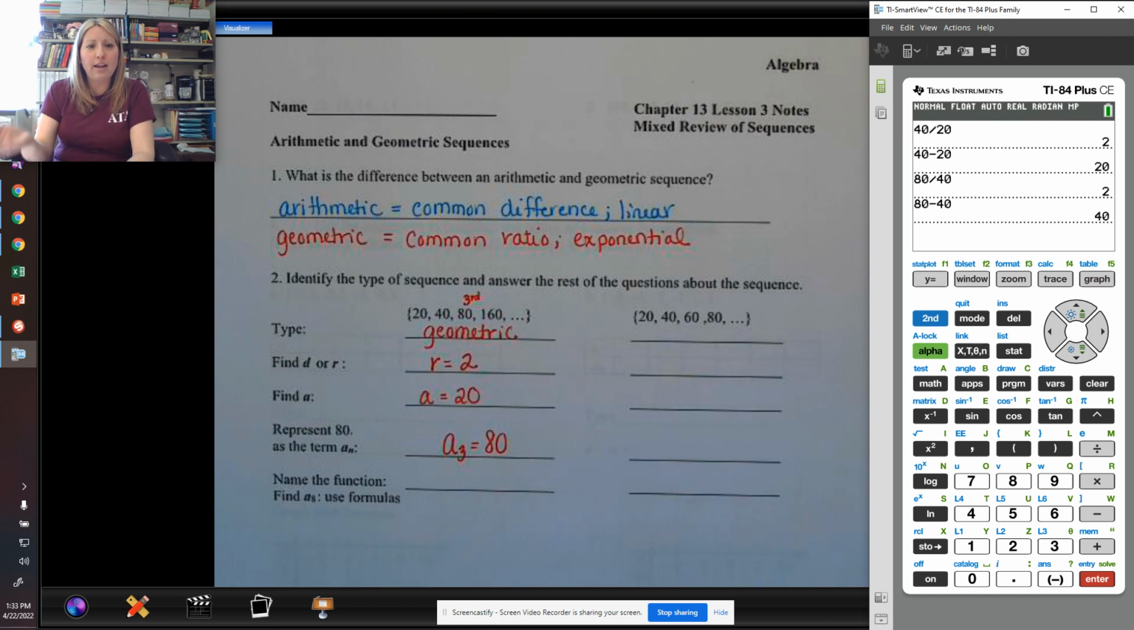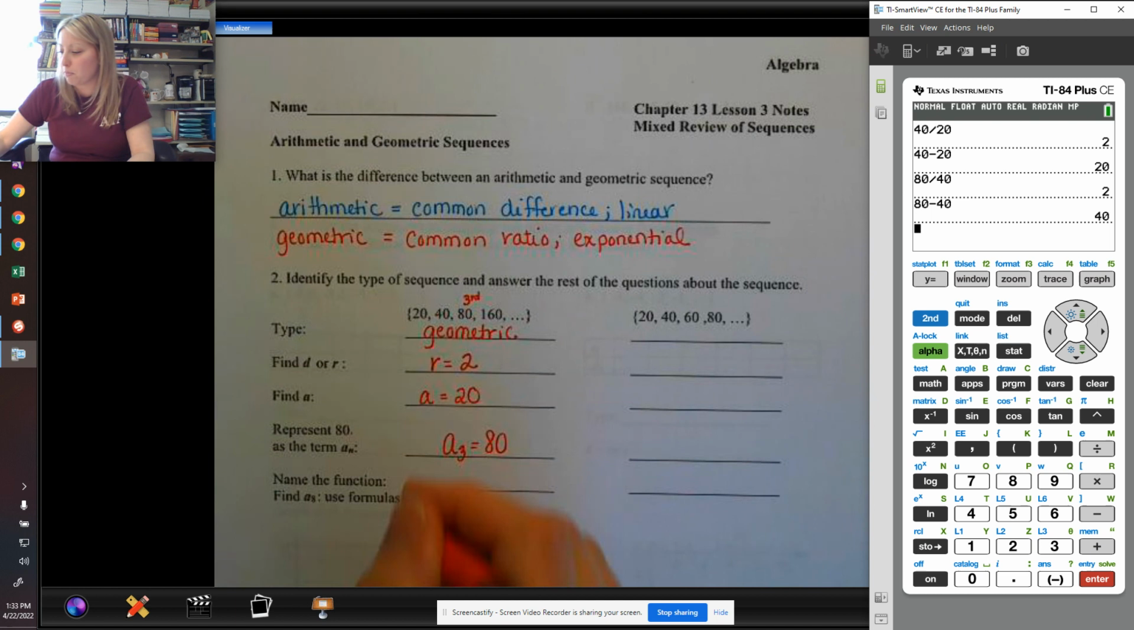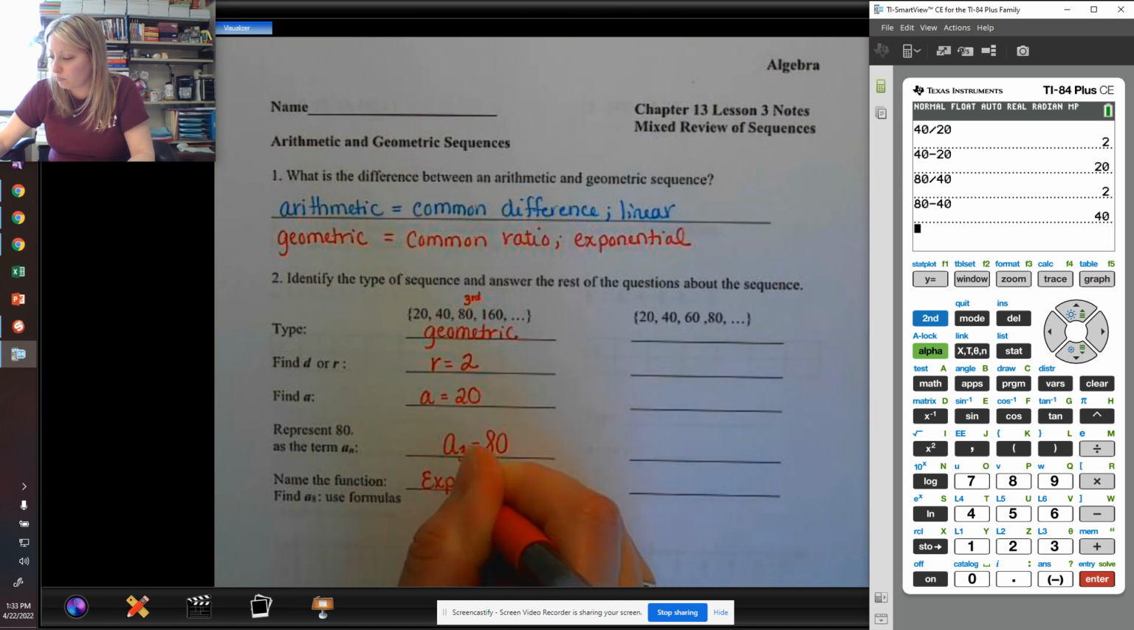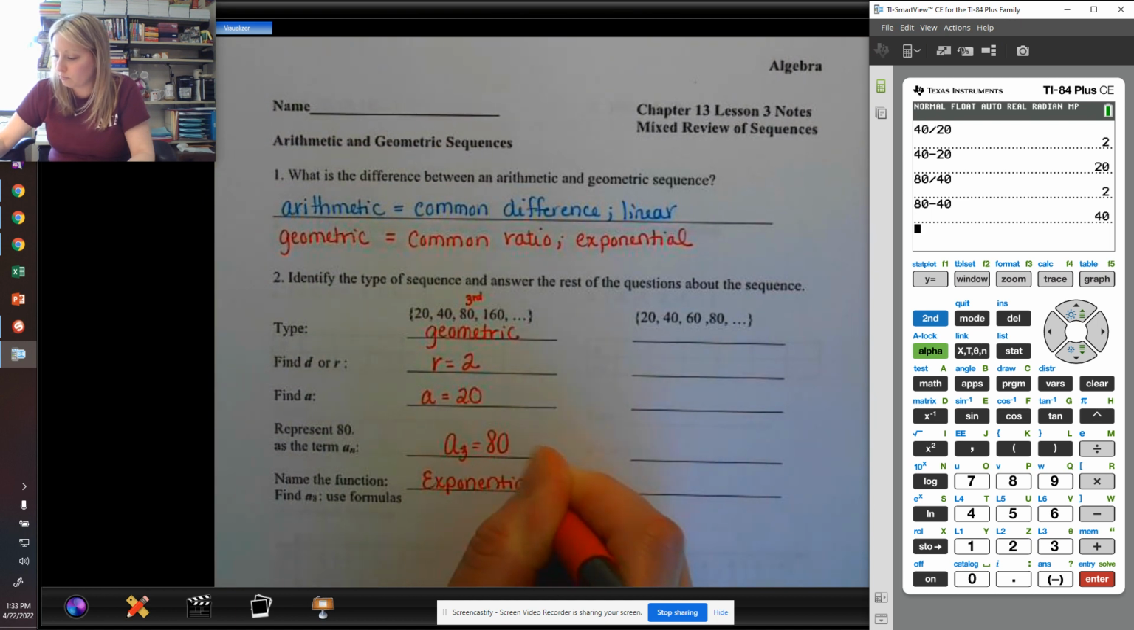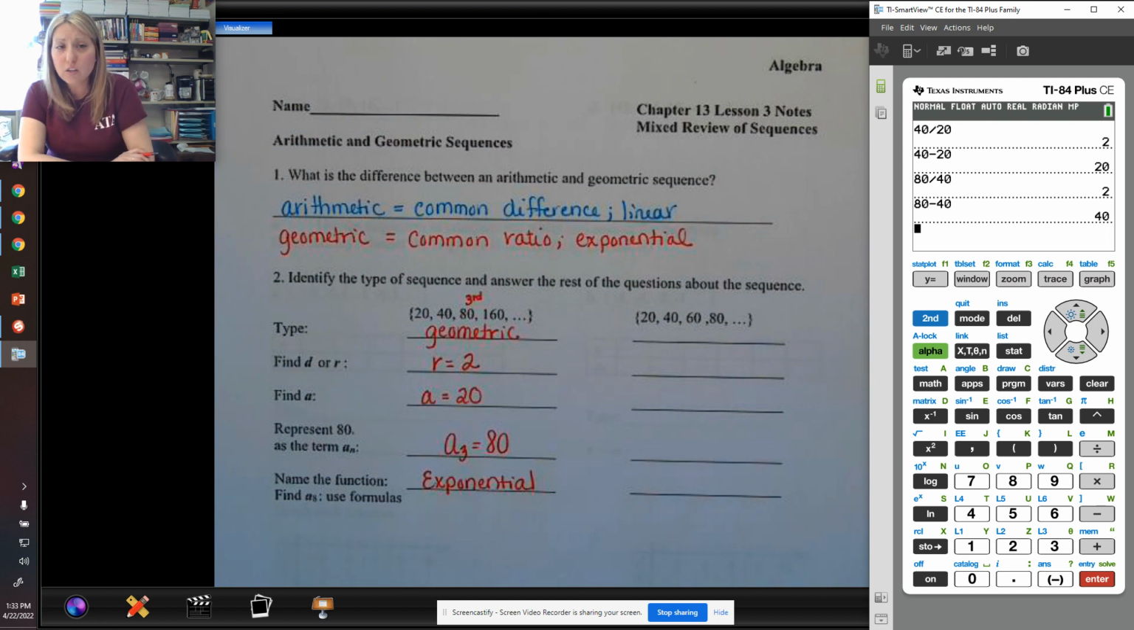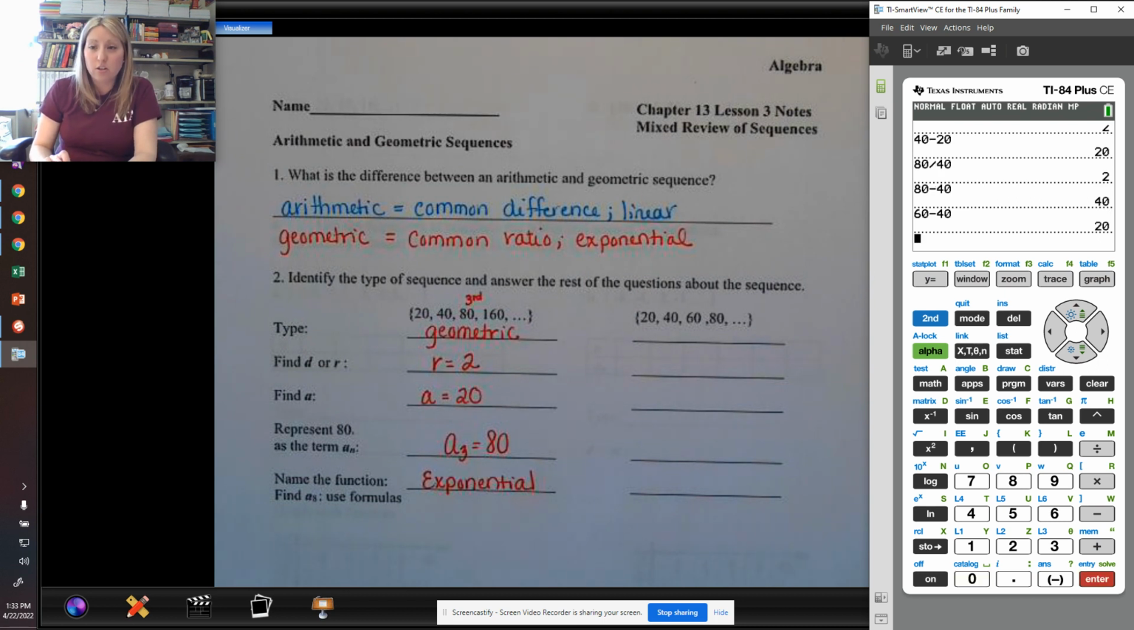All right. And now what we're going to do is name the particular function that this is being modeled. It would be exponential. We're going to do that for the second sequence as well. So again, notice I was able to determine a common ratio. I've already used 20 and 40. So now what I'm going to keep doing is using the third term and the second term.